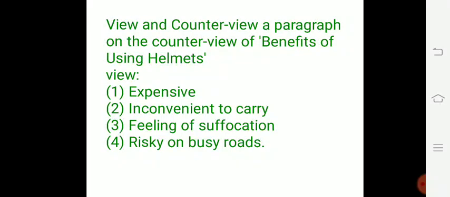So that exact part we are going to handle now. We are going to write our content. First we have to write the title, then we will start with our content. While writing the counter view, we have to write it in the form of a paragraph of about 100 to 120 words, because the counter view is for 4 marks, so 1 page is expected in the board's answer sheet.